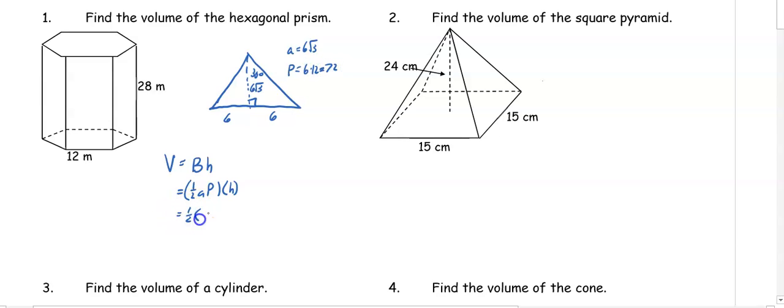So we would have 1/2 times 6√3 times 72 times the height of 28. It's the distance between the two bases. So put everything in your calculator except the √3, and we get 6,048√3 meters cubed.